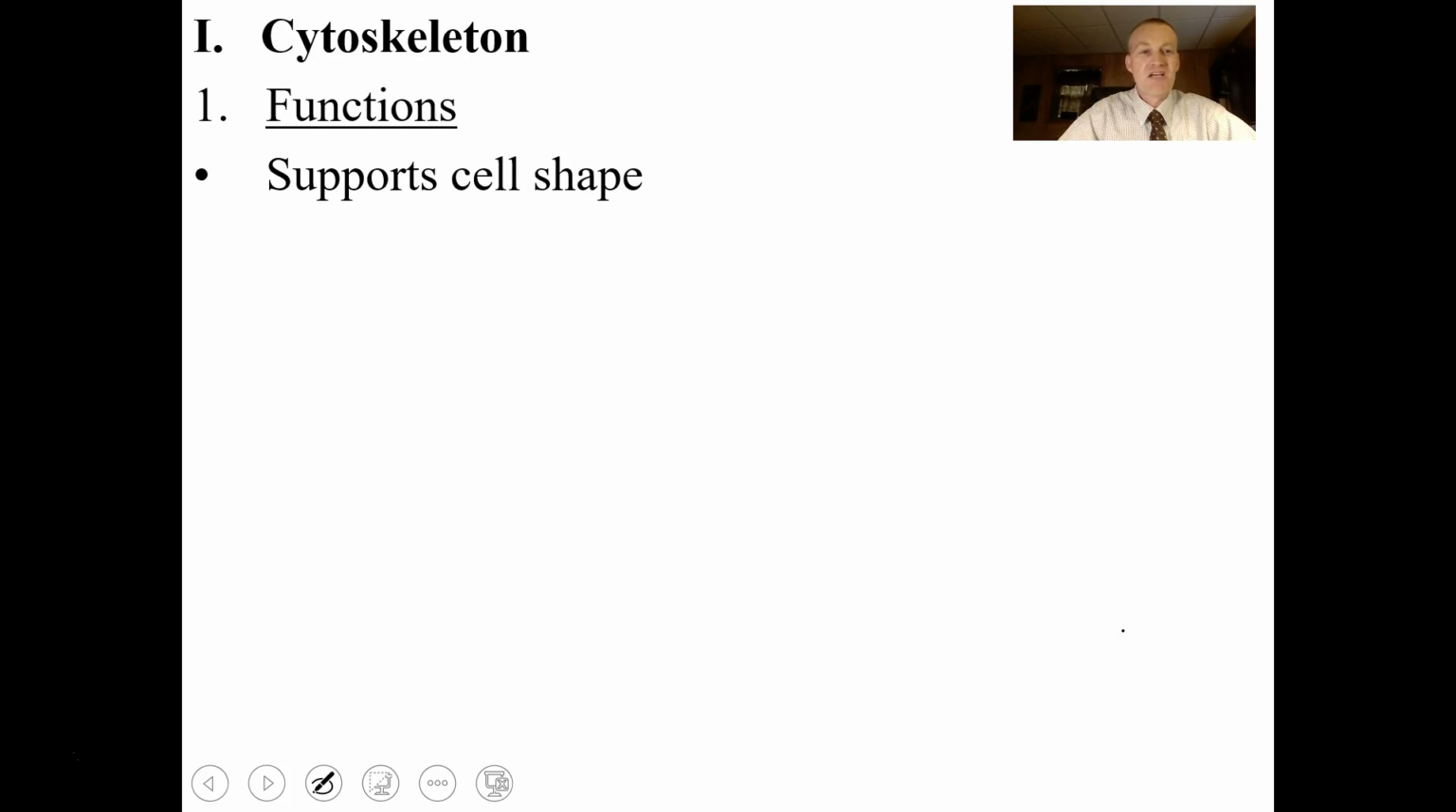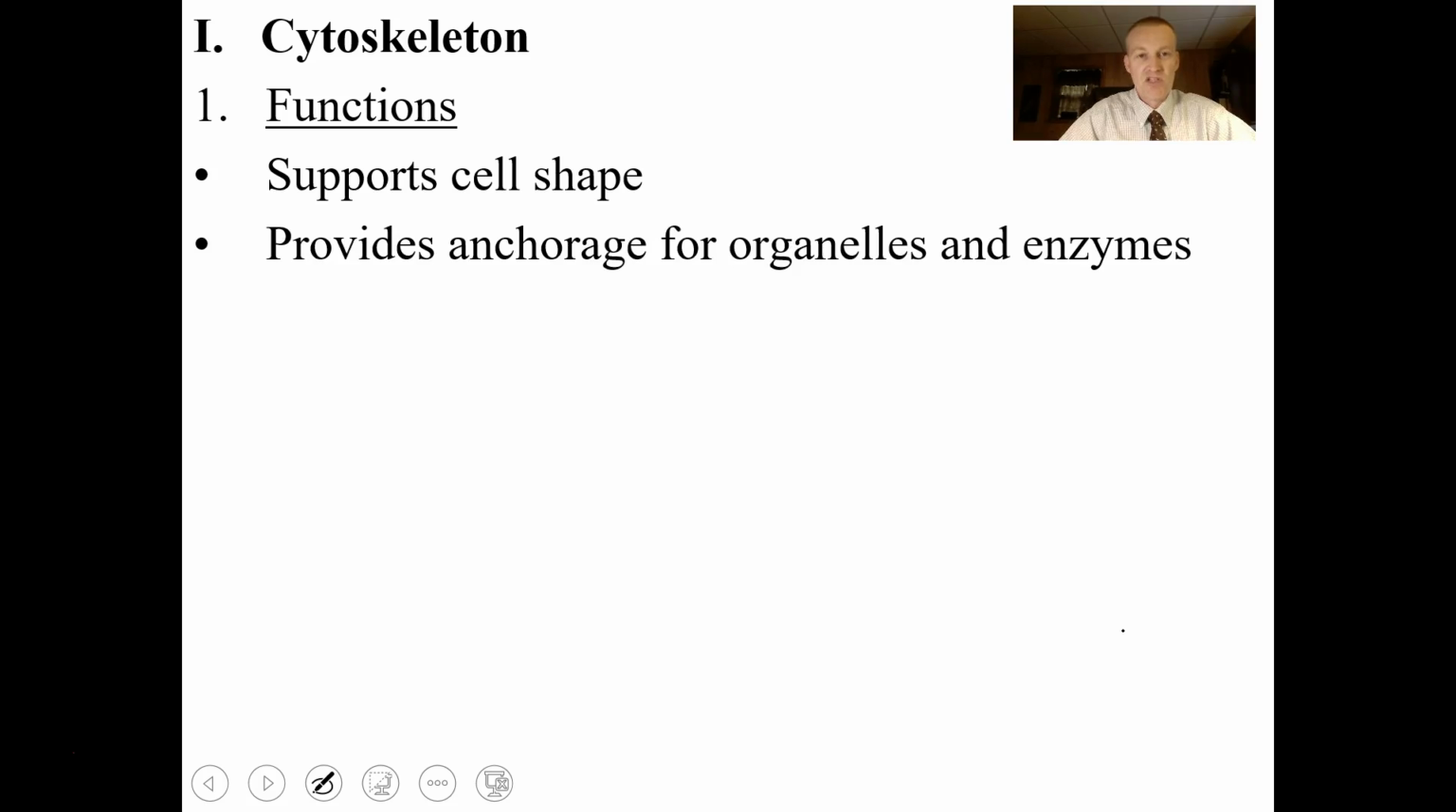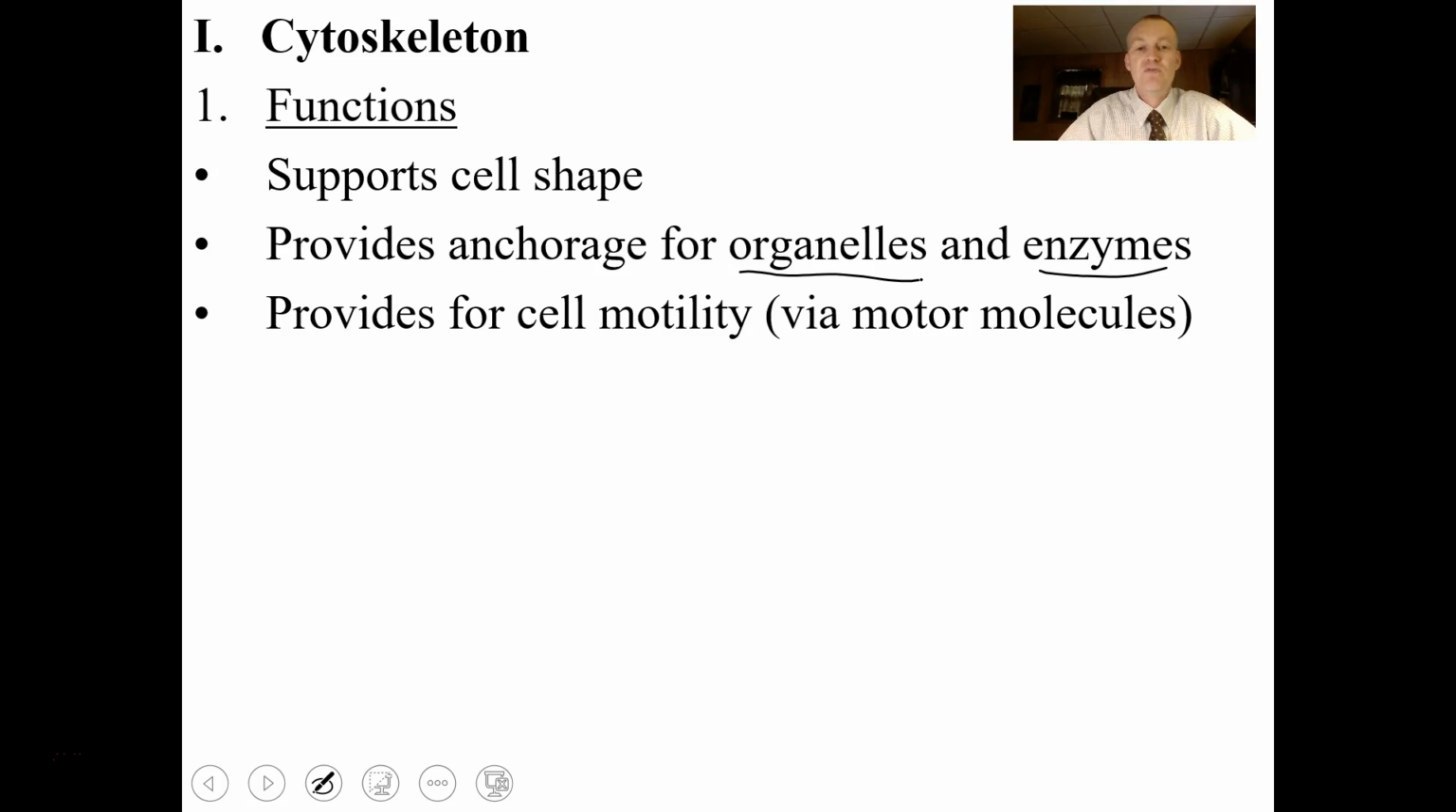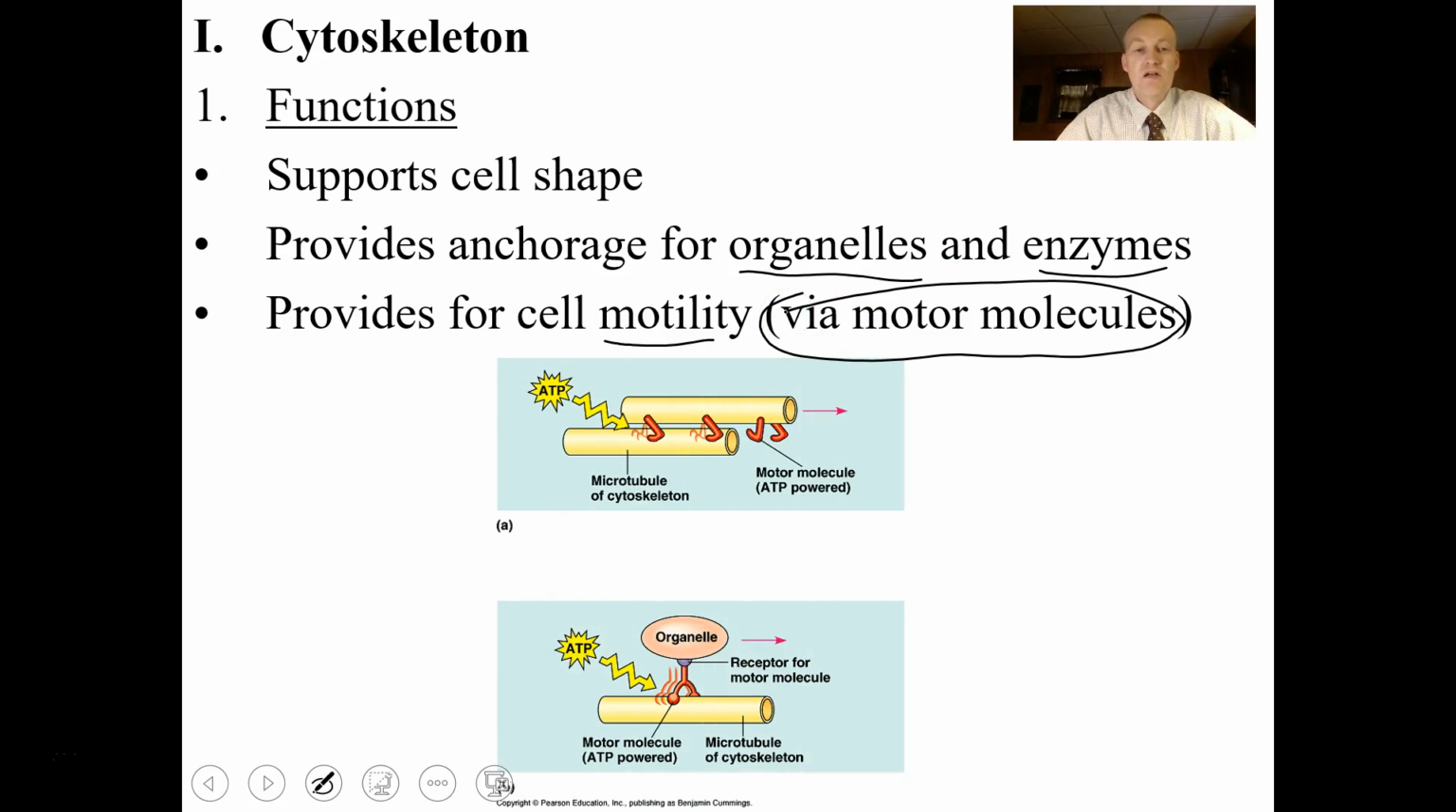Well, the cytoskeleton functions to support the cell shape. It provides anchorage for the organelles and for enzymes. So everything is held in place by the cytoskeleton. I like to think of it as the little bones and muscles of the cell, to provide support and move things around. It does provide for motility. There are little motor molecules that are associated with the cytoskeleton to help move little parts around.